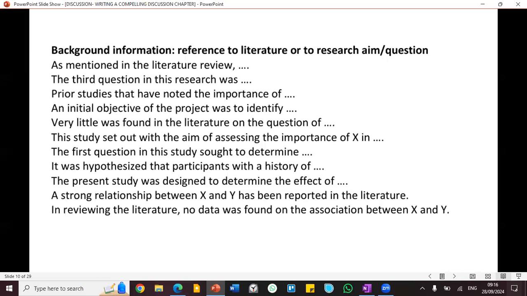For example, the first one here reads, "As mentioned in the literature review," then you add your own words. So this is just to help you introduce the concept or the sentence that you want to put in a given section in your discussion. And immediately this will be coming at the initial page.